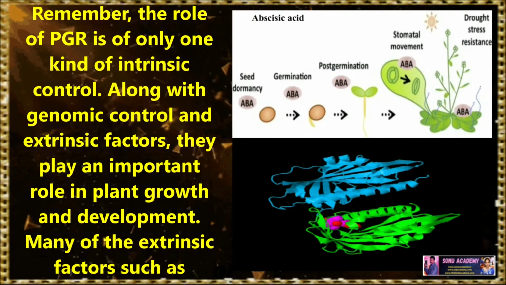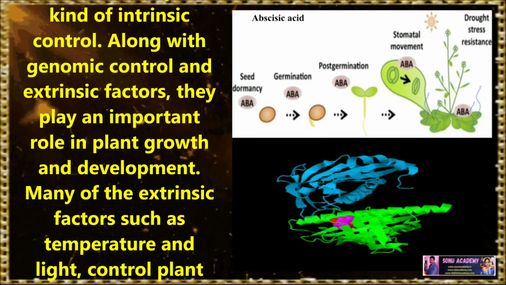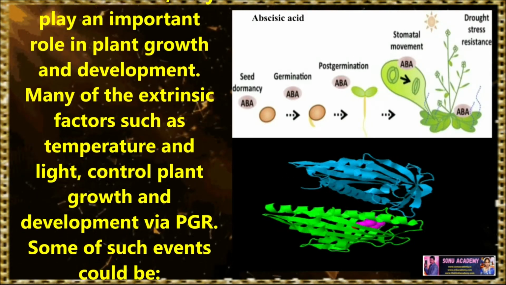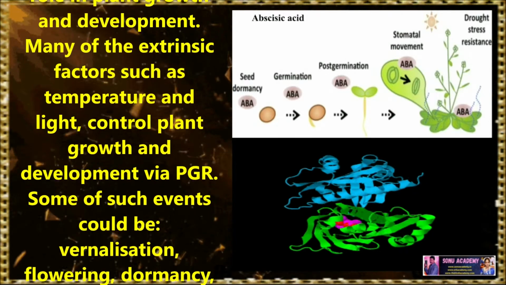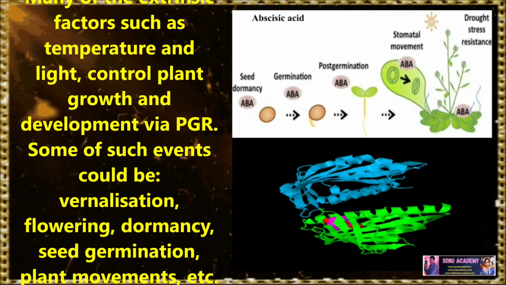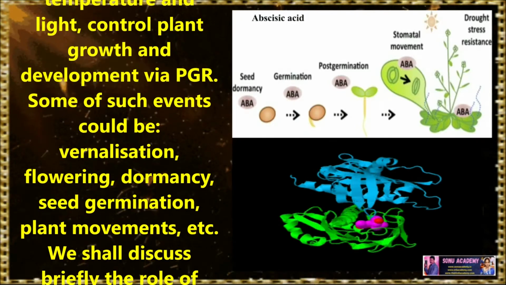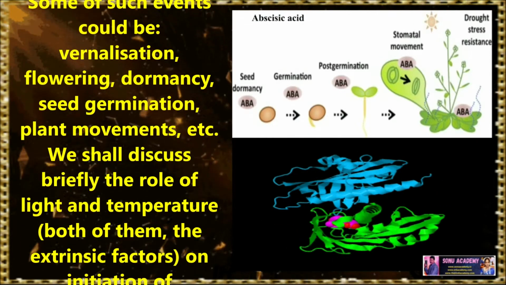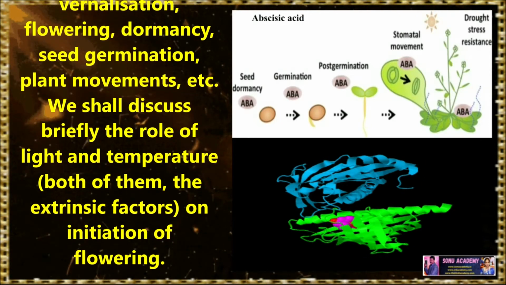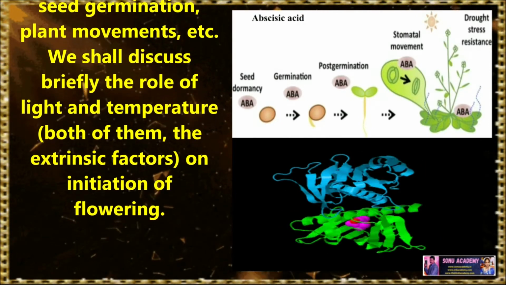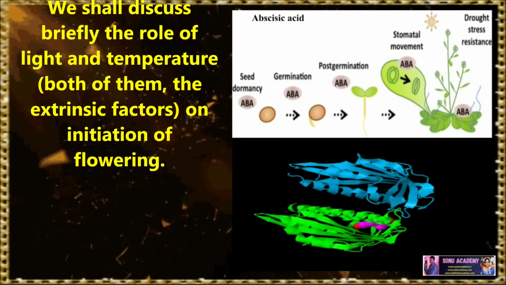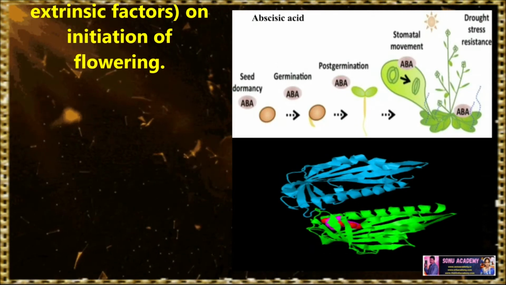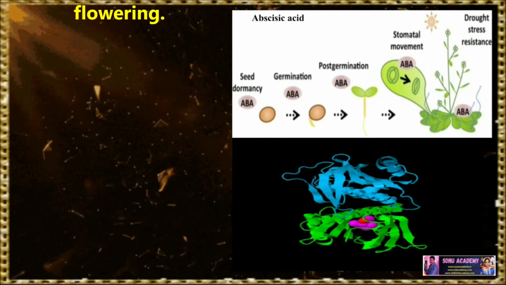Remember, the role of PGRs is one kind of intrinsic control, along with genomic control and extrinsic factors; they play an important role in plant growth and development. Many of the extrinsic factors such as temperature and light affect plant growth and development via PGRs. Some of such events could be vernalization, flowering, dormancy, seed germination, plant movements, etc. We shall discuss briefly the role of light and temperature, both extrinsic factors, in the initiation of flowering.